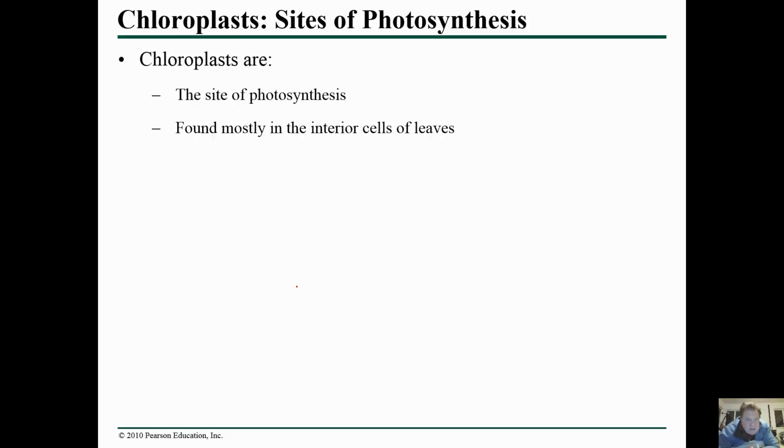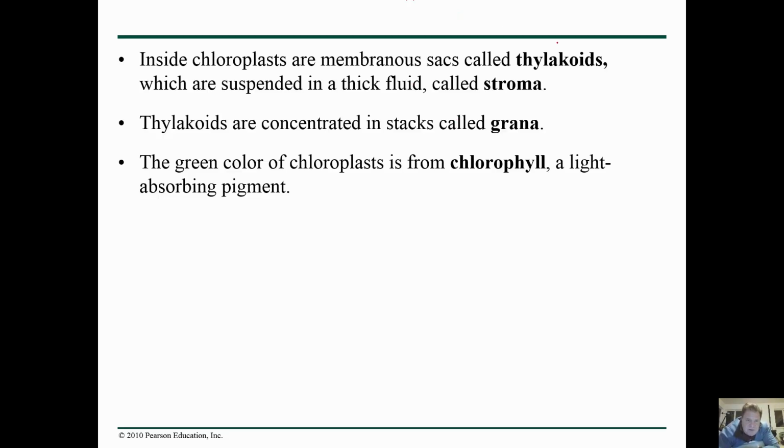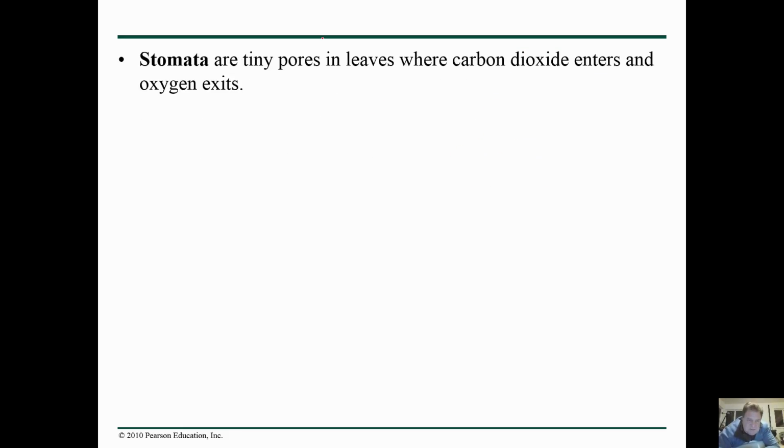Now, we've got to know a little bit about the structures of this. Chloroplasts are the site of photosynthesis, and they are found mainly in the interior cells of the leaves, not the leaves themselves. Within the chloroplasts, we have structures called thylakoids. They are suspended in what we call a stroma. The thylakoids are in stacks that we call grana. When you see a green plant, the green color is mainly due to the chloroplast, and specifically to the chlorophyll in the chloroplast, which is the light-absorbing pigment.